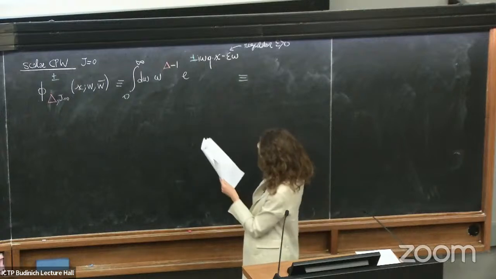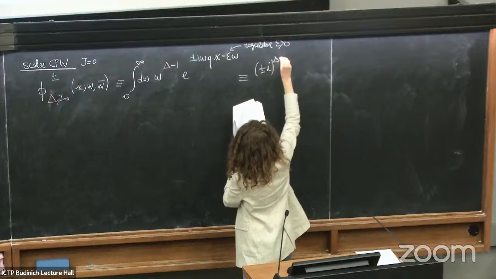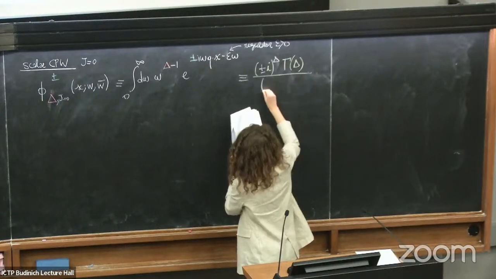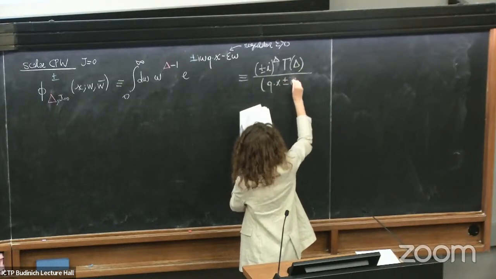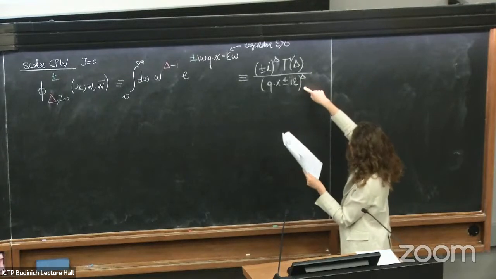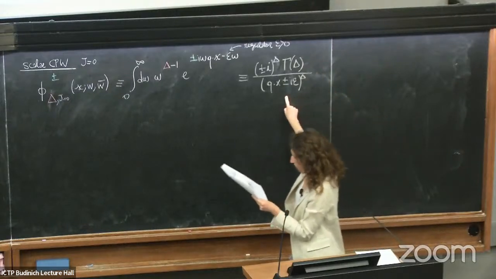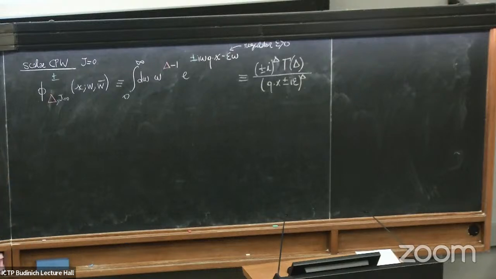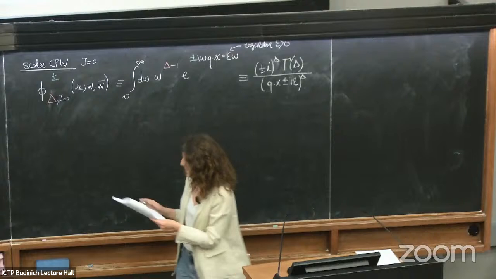So this integral can be computed. In mathematics, it just gives you what's the answer. And the result is given by this, where you have this appearance of this regulator here in the denominator. So it's plus or minus i to the delta gamma function of delta divided by q dot x to the power delta. So why are we interested in this?